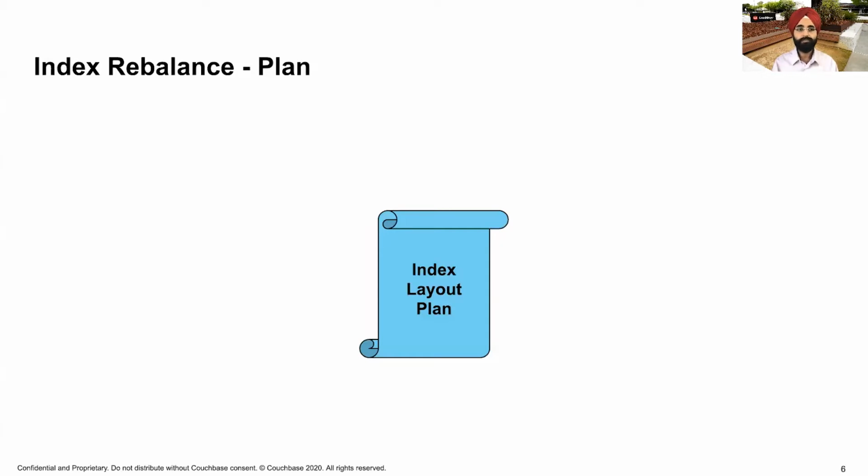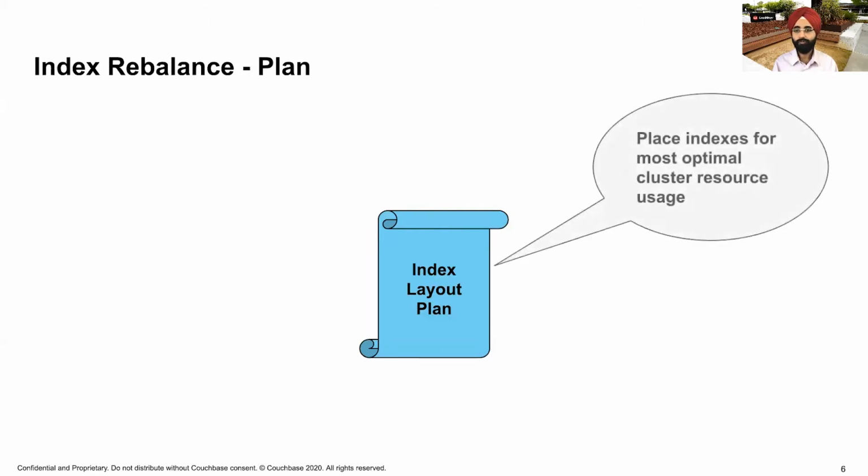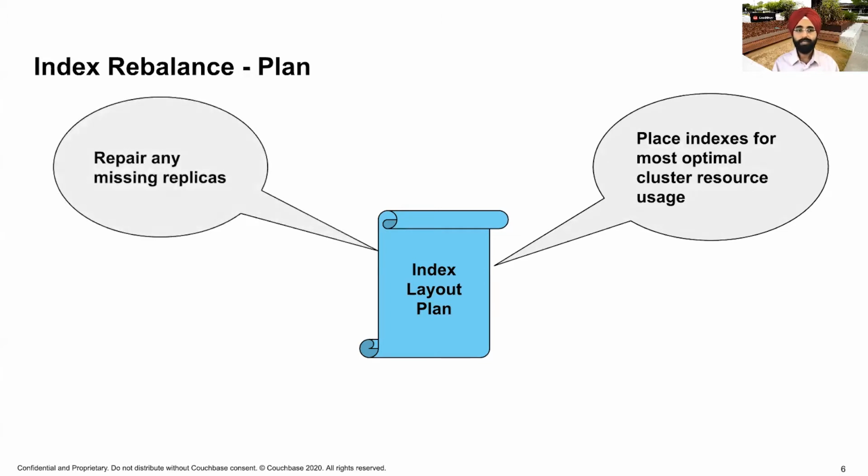So let's look at the details of the first phase. The index planning is about creating an index layout plan. The goal really is to place indexes for most optimal cluster resource usage. So the planner will try to find out where to place the indexes so that in terms of the usage of memory, CPU, disk, it's most optimal. And then repair any missing replicas. It'll add those to the plan.